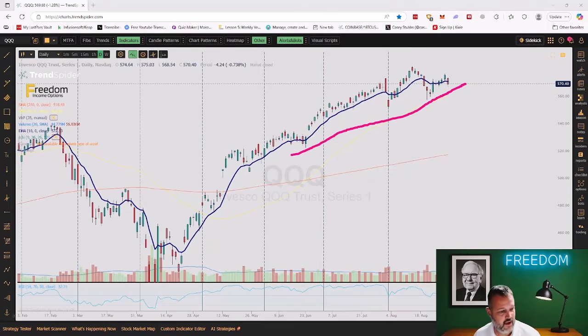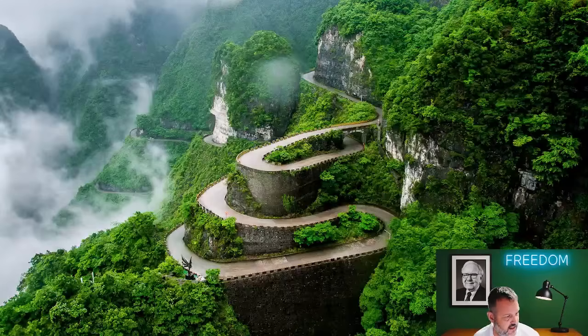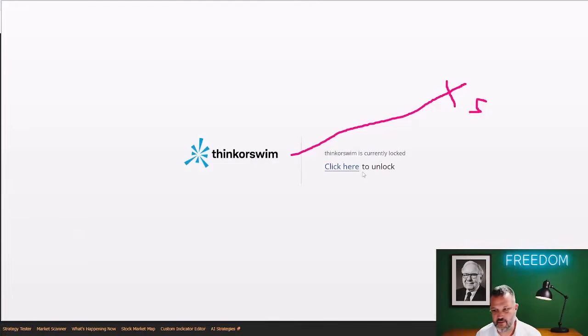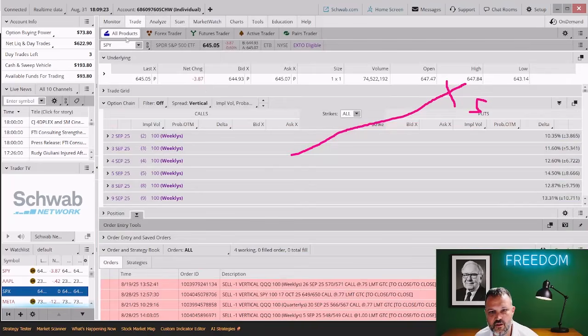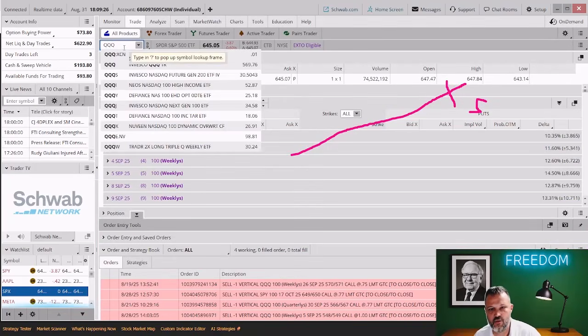And so the way that I would trade this, as soon as we get a neckline break here and a close below on a daily, what I'm going to do at that point is look at taking maybe a bear call spread, right? A bear call spread. And so let me show you what that would look like on the account here. Okay, so you go in and you would trade and hit the QQQ.